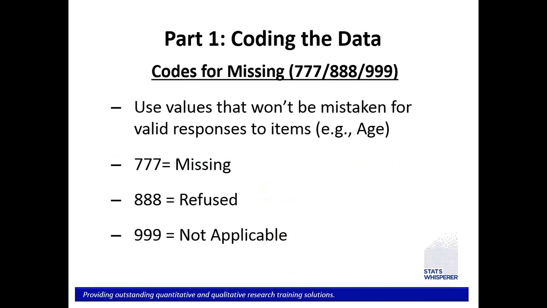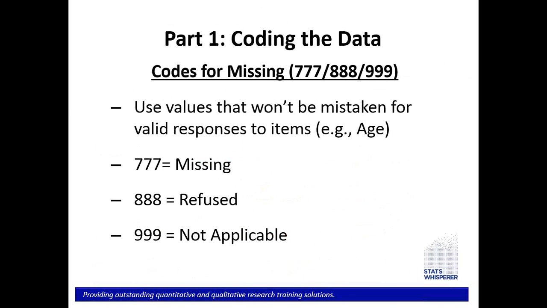888 is what we put for refused. That's for, say, personal income. If somebody was asked what their personal income is and they didn't want to indicate that, that's fine. But we would put that as 888, refused.